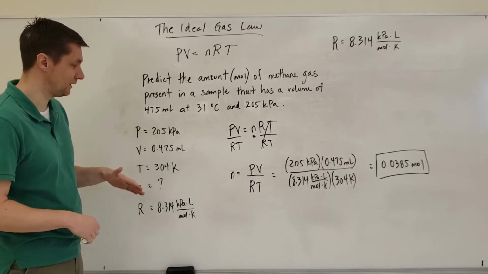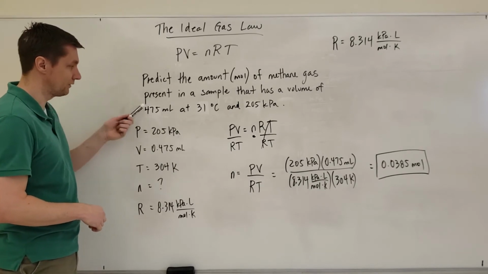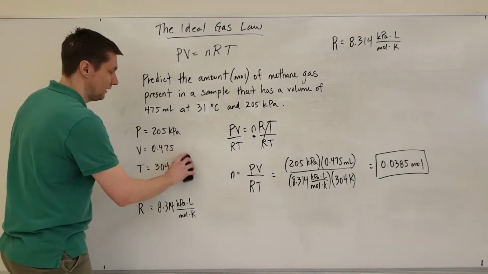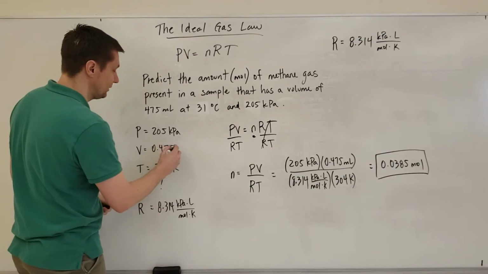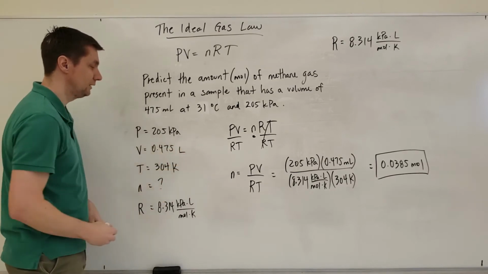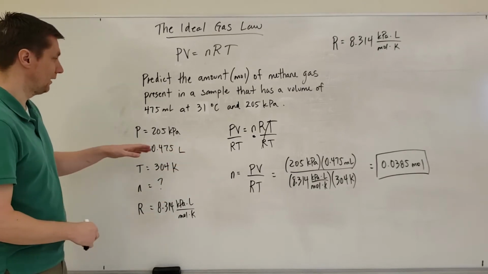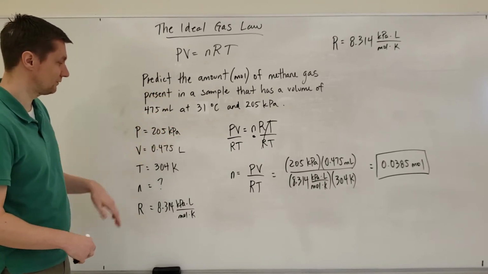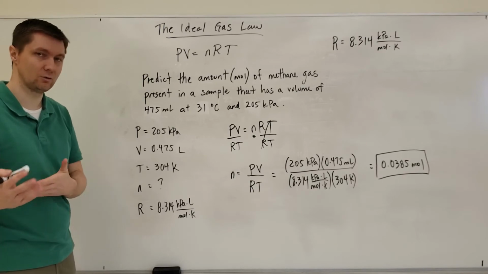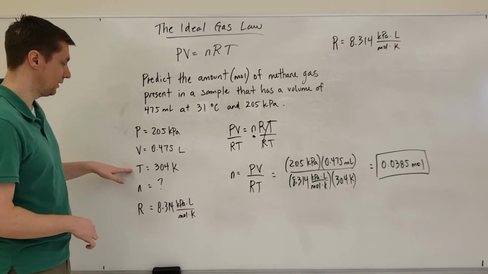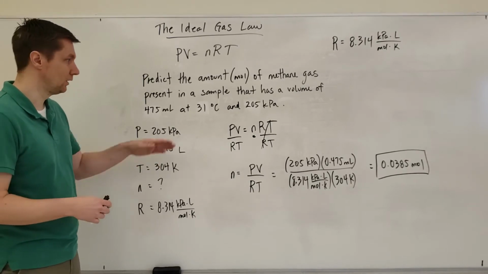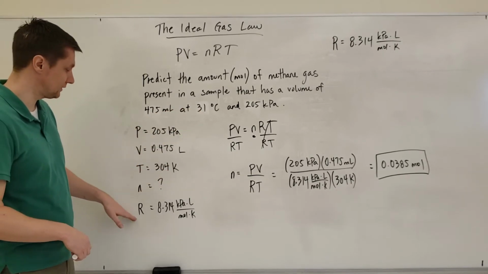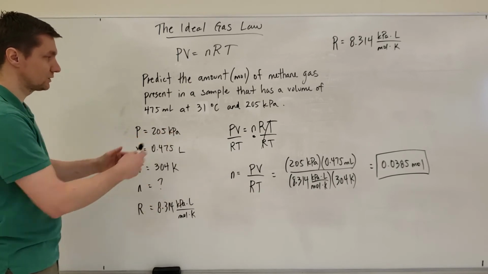If you take a look here, I've made a mistake with my volume, where I've converted it into liters but then wrote it as milliliters just by mistake. This should be 0.475 liters. And so 205 kilopascals, that matches. Liters, that matches. 0.475 liters is equal to 475 milliliters. My temperature is converted into Kelvin, so 31 degrees Celsius converted into Kelvin. Moles, I don't know what it is, and my R value right there. And now I can just go ahead and plug this in.